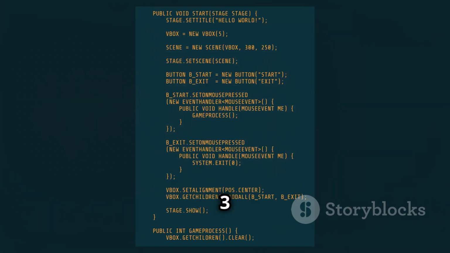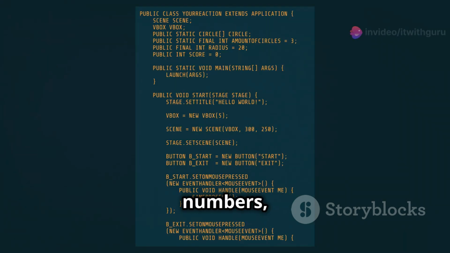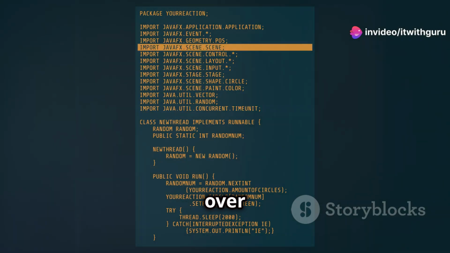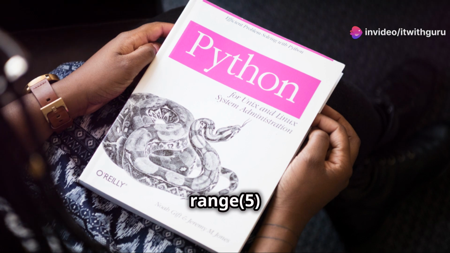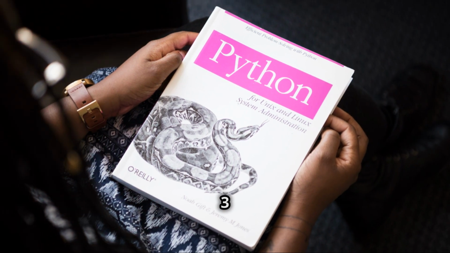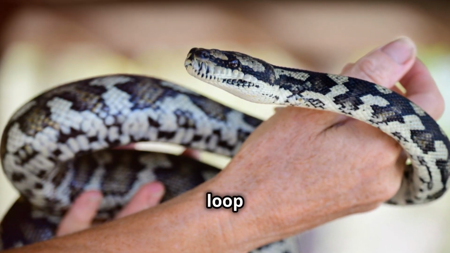Example 3. Using the range function. The range function generates a sequence of numbers which can be used to iterate over with a loop. Python: for i in range(5): print(i). Output: 0, 1, 2, 3, 4. In this example, range generates numbers from 0 to 4 and the loop prints each number.